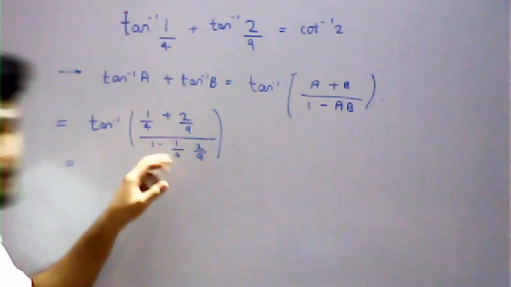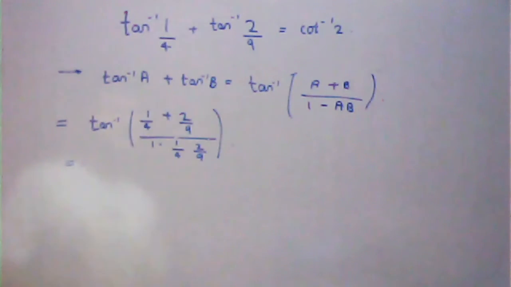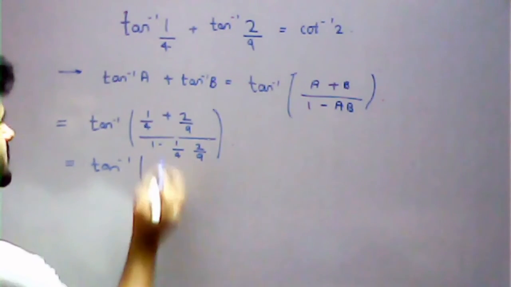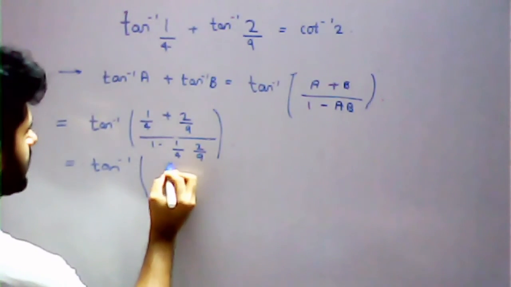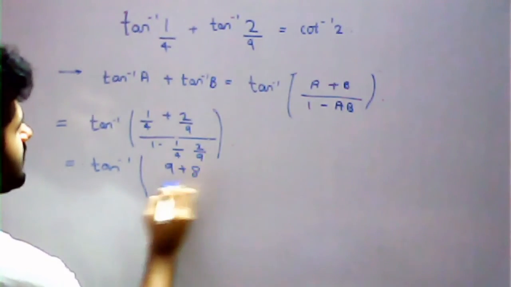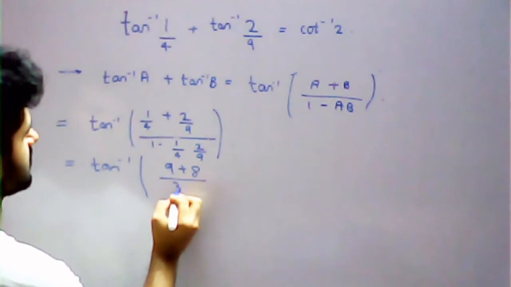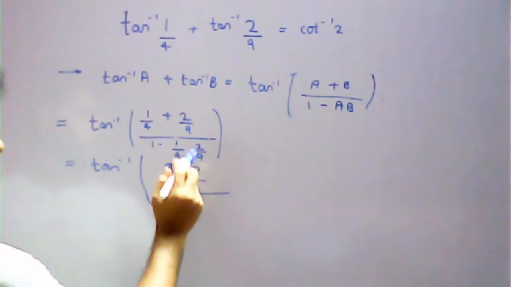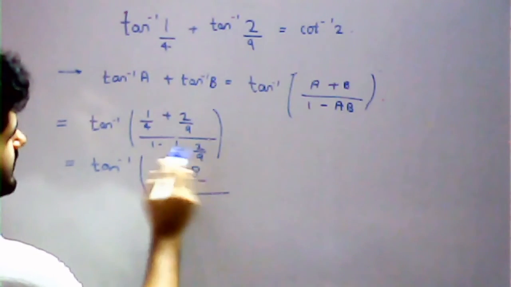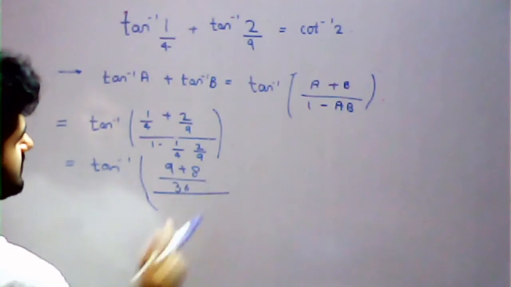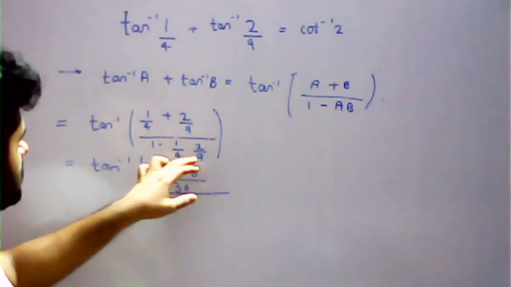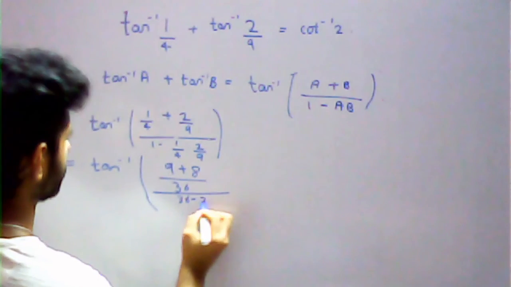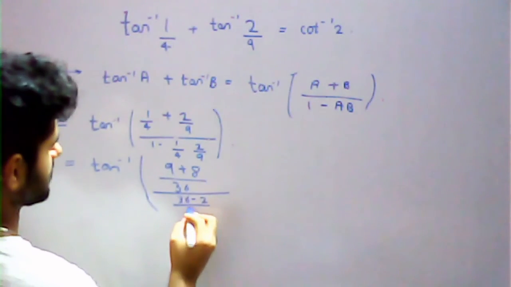Cross multiplication, 9 ones are 9, 4 twos are 8 and 9 fours are 36. This tan inverse as it is, 9 ones are 9, 4 twos are 8. So 9 plus 8 upon 36, this as it is, the whole upon. Here it is multiplication sign, so these two will directly multiply. 2 ones are 2, 9 fours are 36. And this one is as it is, so cross multiplication over here. So 36 minus 2 upon 36, this one as it is.